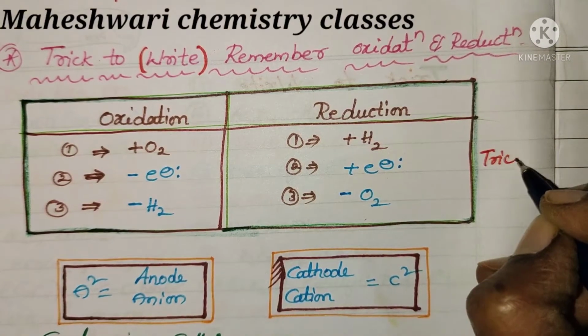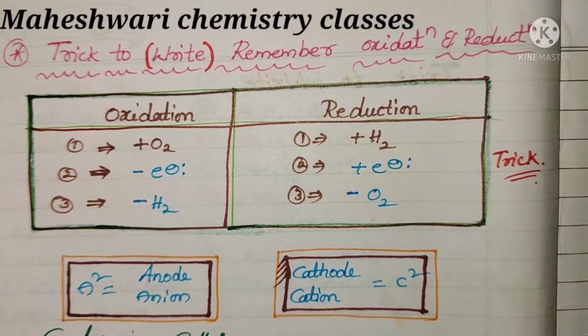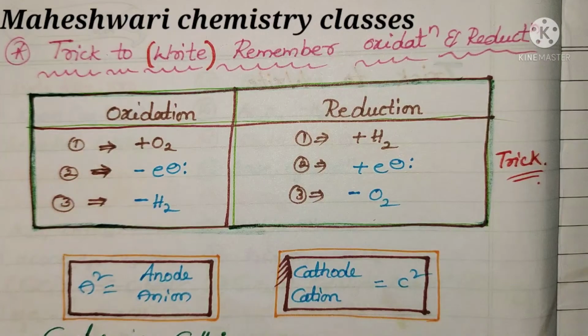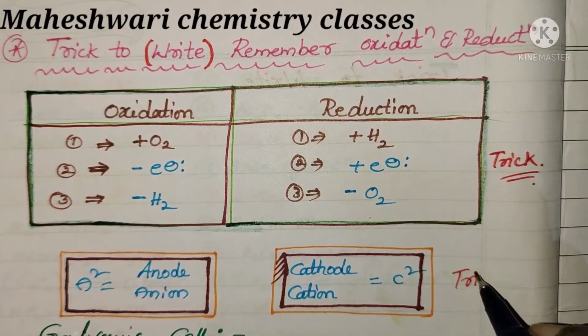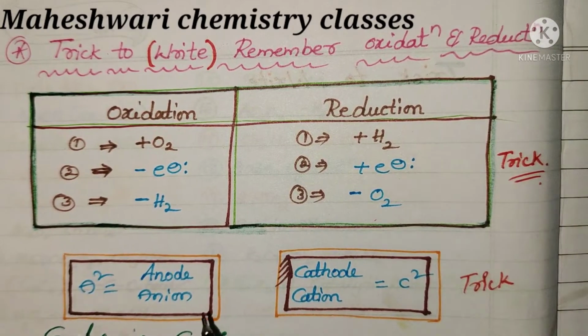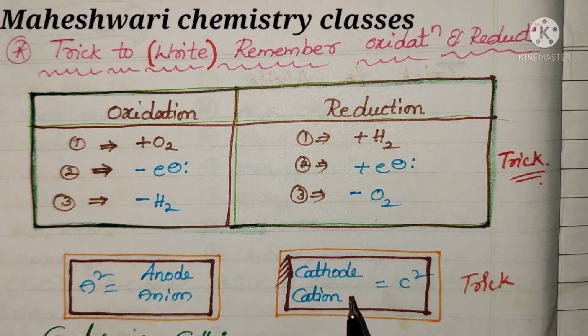Okay, so next one is the A square and C square trick. This trick, you must remember. Most of the students may have confusion about which ion is present at the anode. Due to that reason, here I create this A square. At anode, anion is present. Here C square is nothing but cathode and cation. One C is cathode, another C is cation.